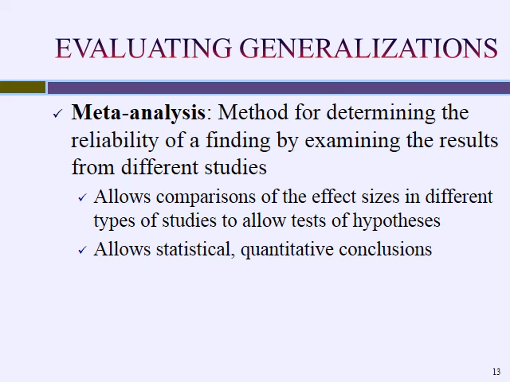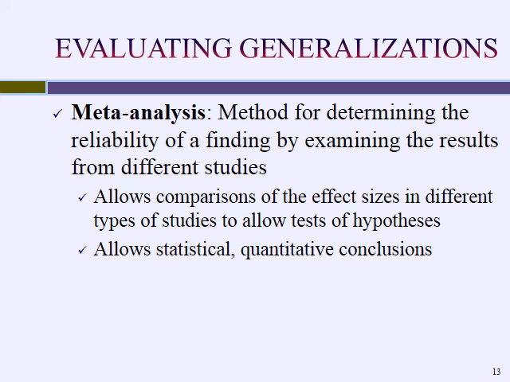Meta-analysis is another way to evaluate generalizations. So literature reviews are a qualitative way to assess how much research has been done on a given subject, the quality of the research, how strong the findings are. Meta-analysis is a quantitative way of doing that.